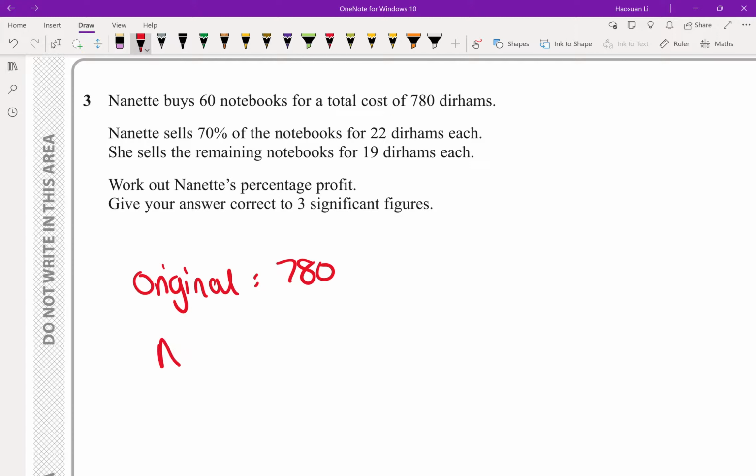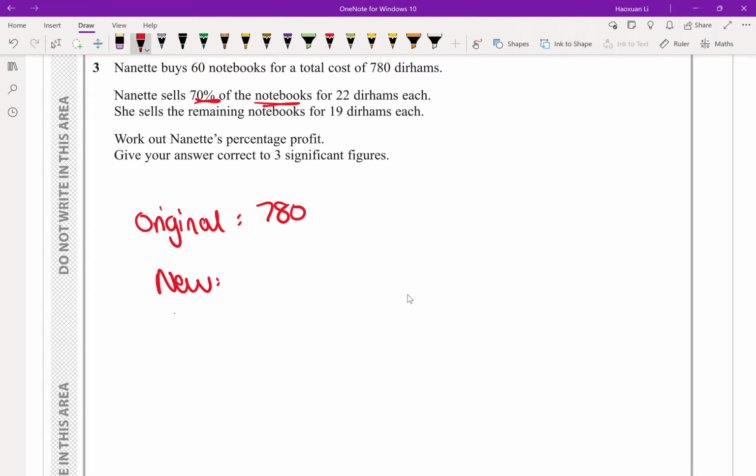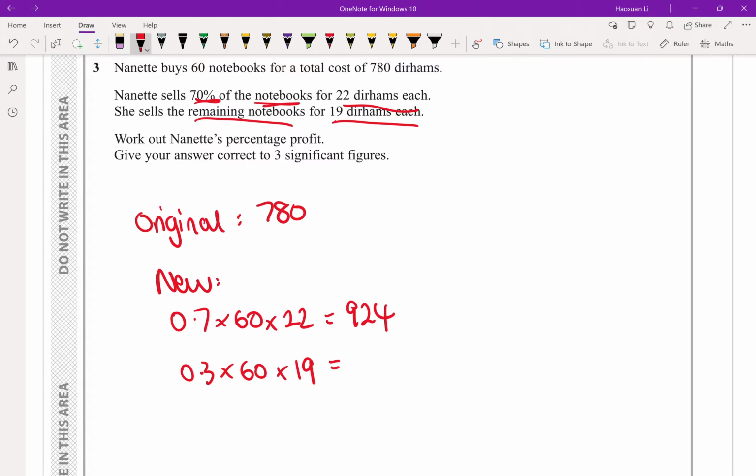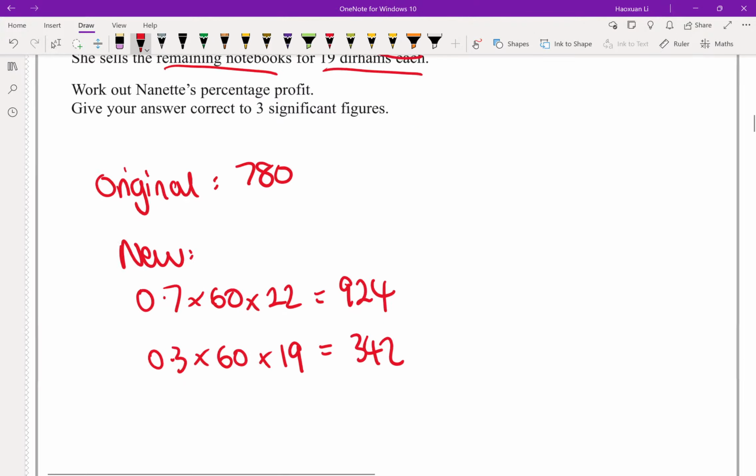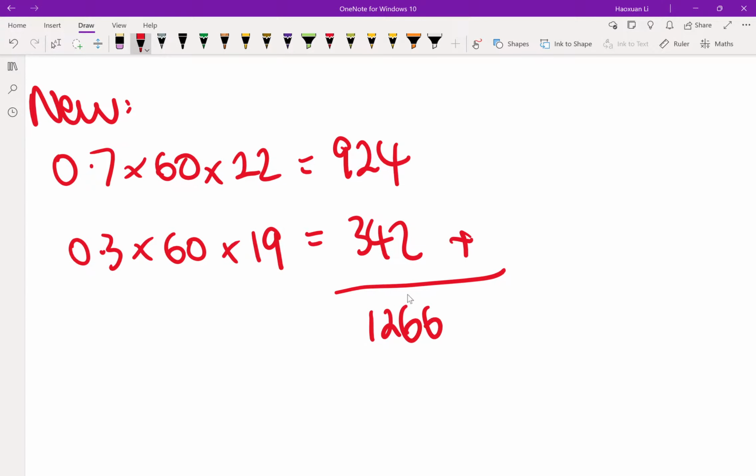And then we need to work out the new one. So 70% of the 60, you can express as this, for 22 dirham each, so times 22, and if you put it in your calculator, you should get 924. Sells the remaining notebooks, so 0.3 times 60 times 19. That will be 342. And this is the new sale, just add them together. 924 plus 342 will be 1266.